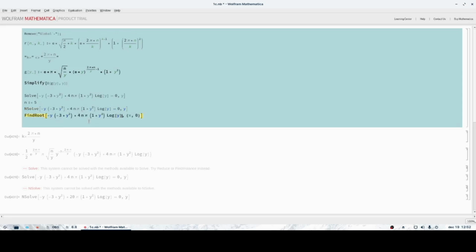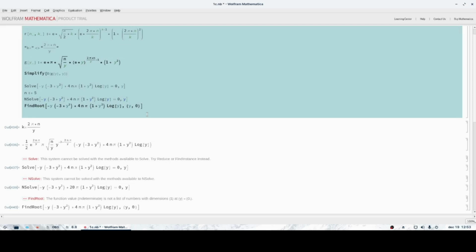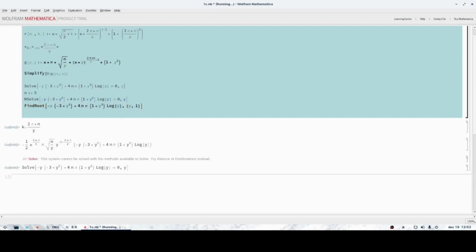We have to add a function, define the variable, and give a point near the proposed root. FindRoot. The function is indeterminate, so 0 is a problem. Let's use something like 1.